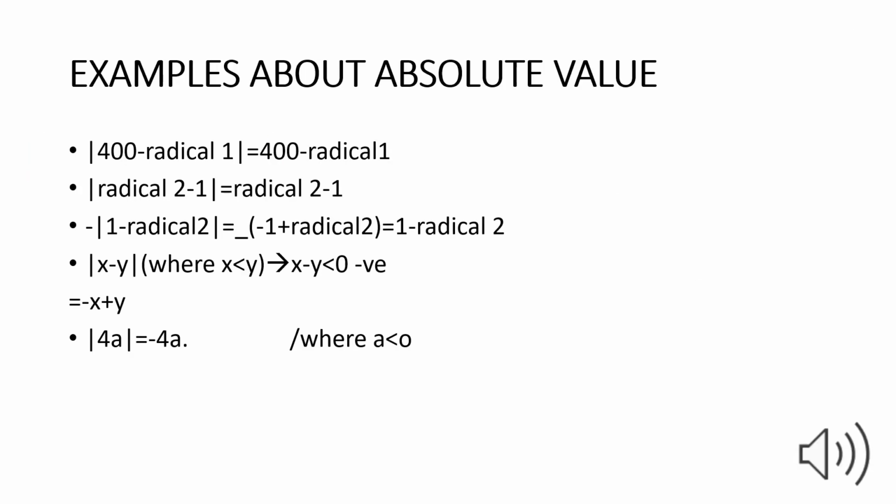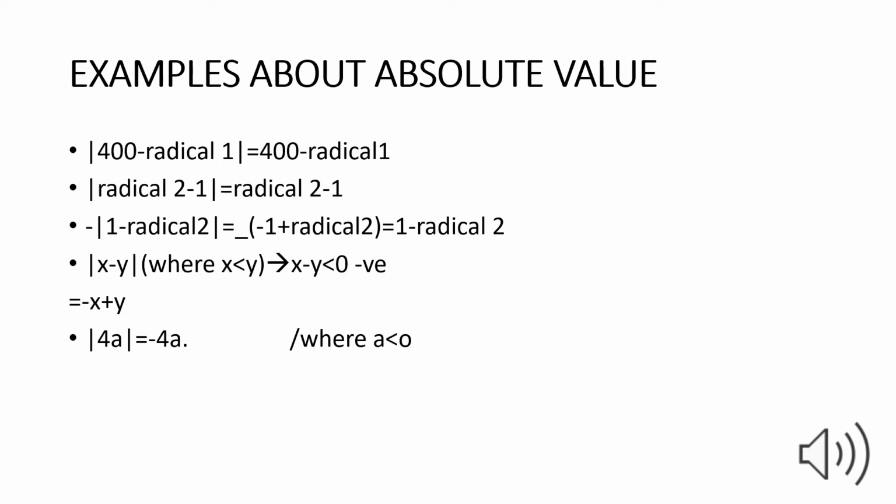Examples about absolute value. 1. Absolute value of 400 minus radical 1. Squaring both sides, 400 squared is equal to 160,000. Radical 1 squared is equal to 1. So 400 is greater than radical 1, so we leave it because 400 has a positive sign.